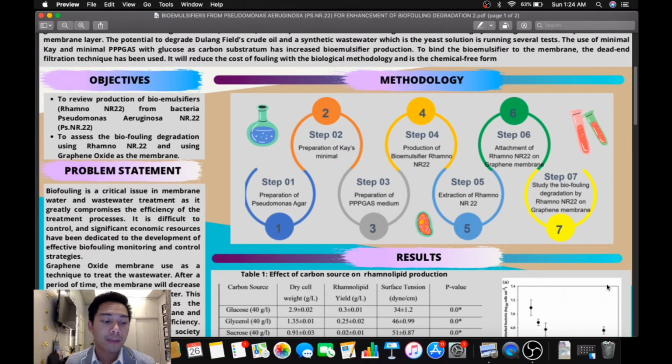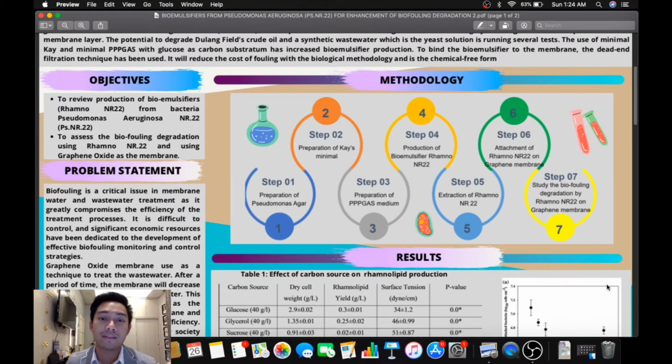We have to measure the Pseudomonas powder, and then mix it with the distilled water, heat the mixture, and then autoclave it for about 2 hours at a temperature of 210 degrees Celsius, and then pour the agar into the petri dish.